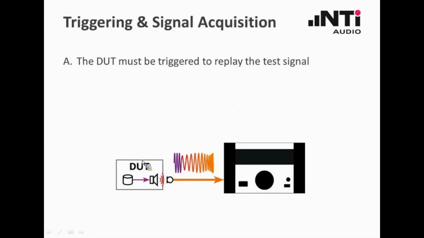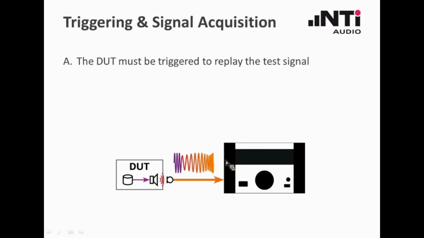Now let us take a much closer look on the big issue of smart device testing, the triggering and the signal acquisition. The first step is quite easy. You somehow have to trigger the device under test so that it replays the test signal. Some devices may have a manual interface or another way to trigger them to replay the signal. It could be a speech instruction, but that is typically not the big challenge. Things become more complex on the analyzer side.